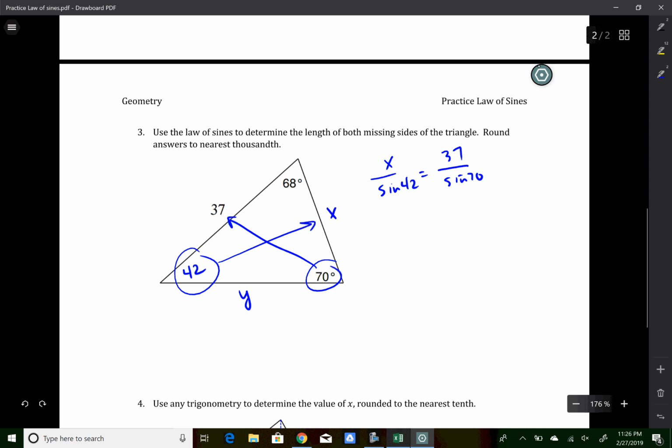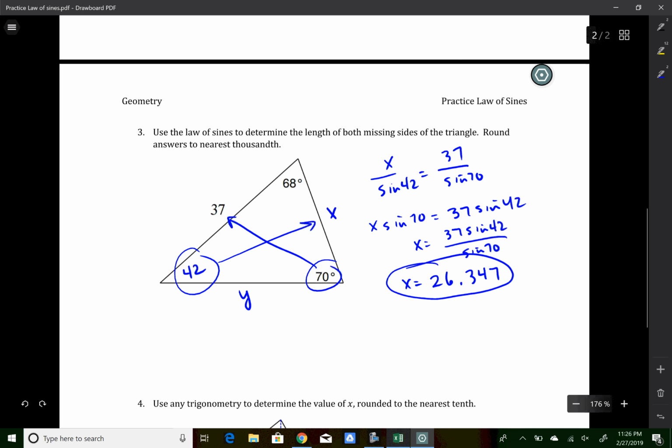So if we solve that, cross multiply, so we have x sine of 70 is equal to 37 sine of 42. Divide by the sine of 70, and we get this ratio. Again, I'm going through this fast. If you're confused, go back to the previous lesson. So if we type that in our calculator, 37 sine of 42 divided by the sine of 70, it says nearest thousandth, so 3 decimal places, we wind up getting 26.347 for that missing side of x.